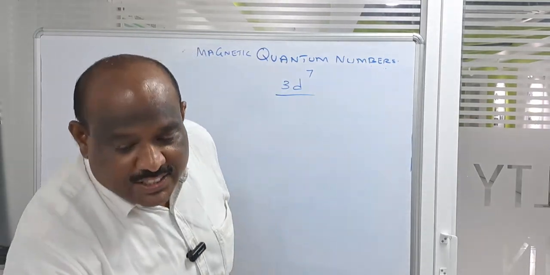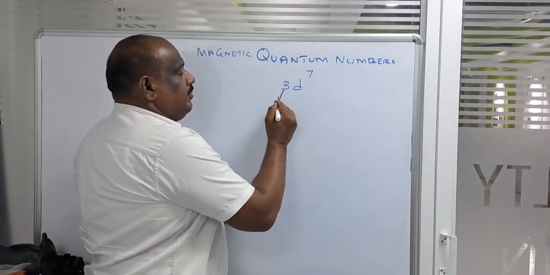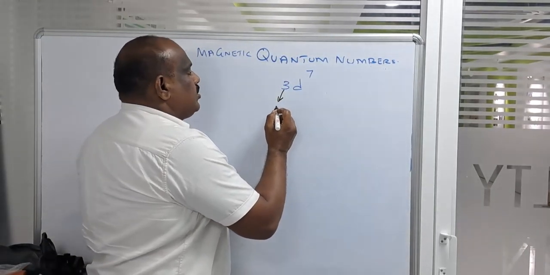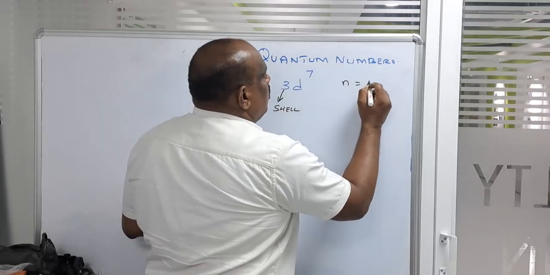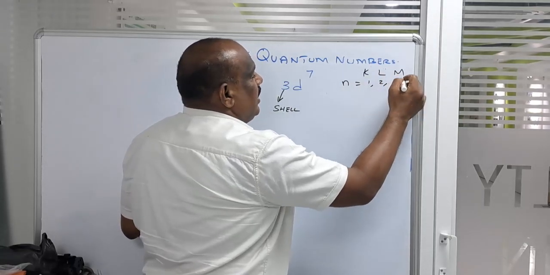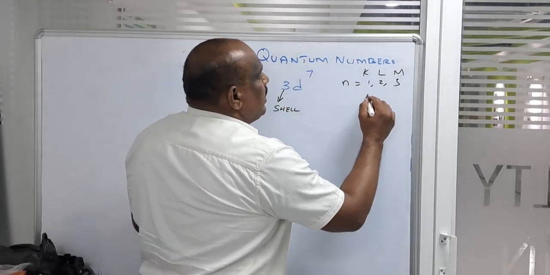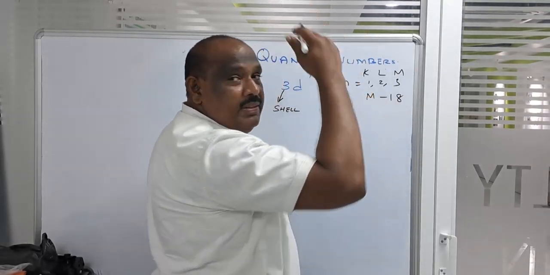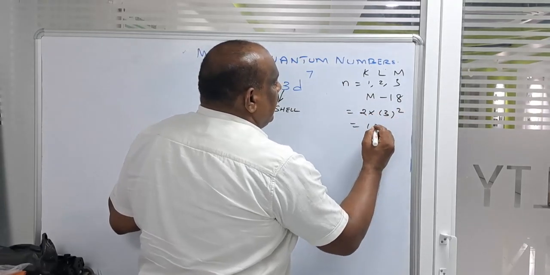What is 3 here? It indicates the shell. Very good. Shell means n equal to 1, 2, 3, because n starts with 1, so it's K, L, M shell. It is the M shell. How many electrons can be there? 18 electrons. The formula is 2n squared, 2 into 3 squared, so 18 electrons can be there.